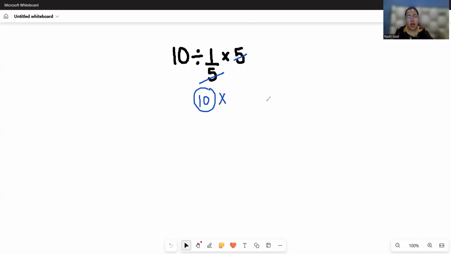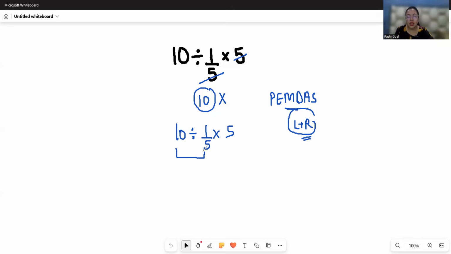Yes, because as per the PEMDAS or BODMAS rule, comment down below what you call it in your country. Multiplication and division both have the same priority, but we have to solve it from left to right. People miss this step and do the wrong solution.